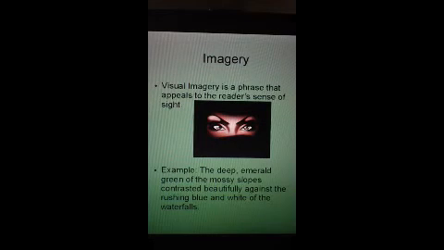When you're writing, I hope you keep the five senses in mind and use imagery to help your reader to actually feel the experience a lot more deeply. That is part of your job as a writer.